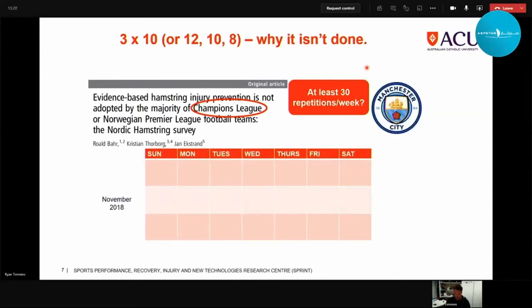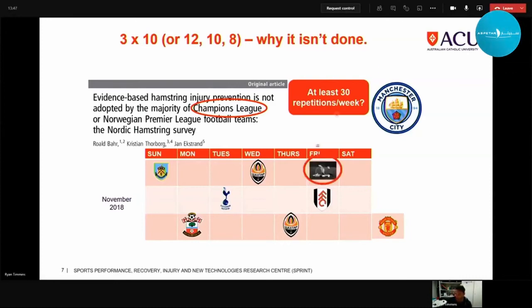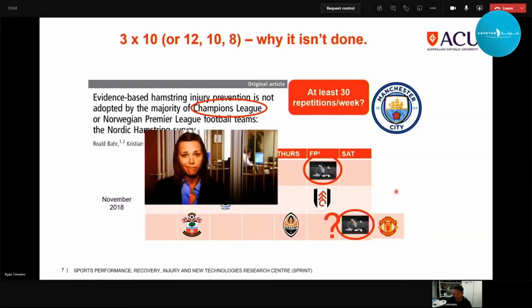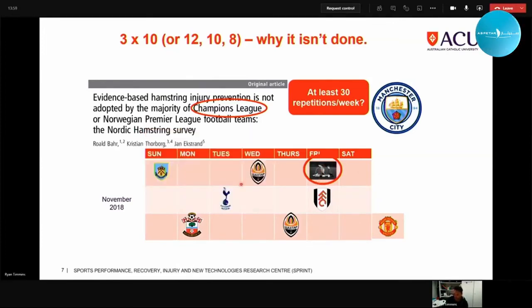Manchester City in November 2018. Just a random year and month picked out, but this is their schedule for that period of time. So a Champions League team trying to undertake 30 repetitions of the Nordic per week, ideally in one session. Let's have a look at where we could possibly fit this in. Okay, maybe there. That's probably about it. We could possibly put one in here before the Man United game, but it's highly unlikely you're going to get more than one session in a week, especially when you've got so many games close together.